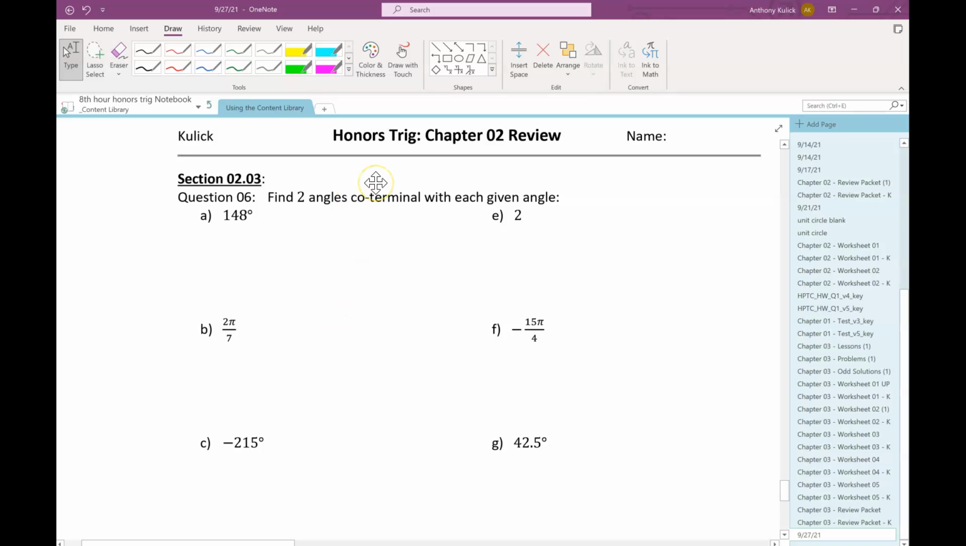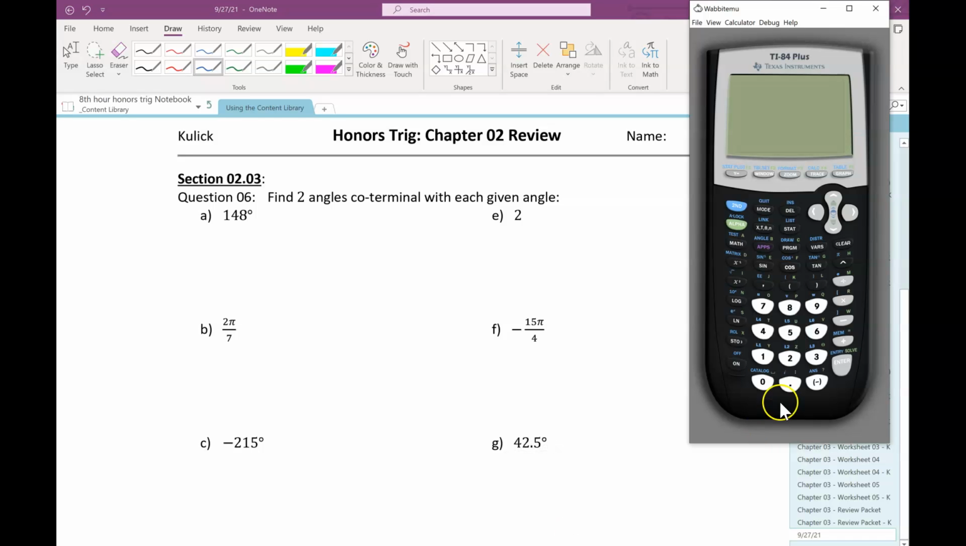6B. Okay, so it just says to find two angles coterminal with the given. So this angle for B is clearly given in radians because there's a pi in it. You good with that? Also, there's no degree symbol, so we know it's radians. So I can either add or subtract 2 pi to get a new coterminal angle. It doesn't matter which one I do because it doesn't give me any other specifications than just finding something coterminal.